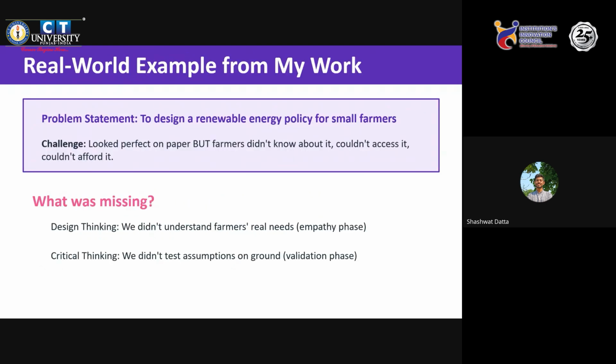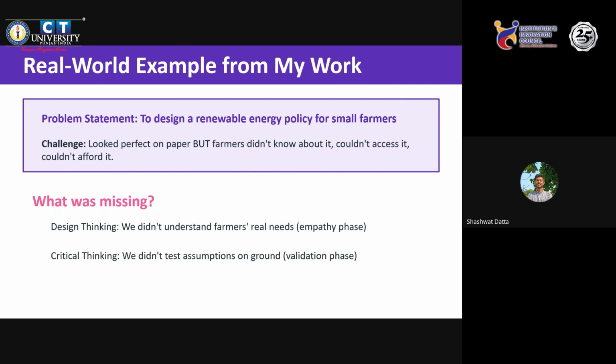So I'll give you a real world example from my work. We were asked to design a renewable energy policy for the farmers. We designed a policy. On paper, it was perfect. We were giving incentives, subsidies, training programs, everything a farmer could want, right? But when we launched it, almost nobody used it. So what was the reason? Why did no one use it?